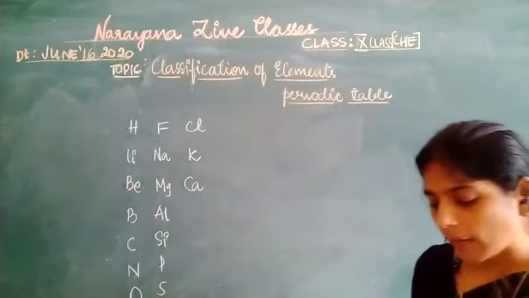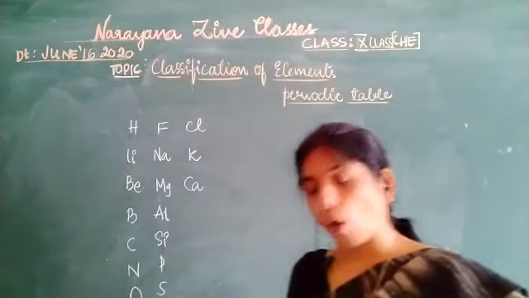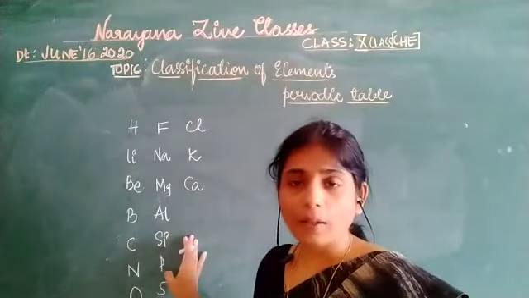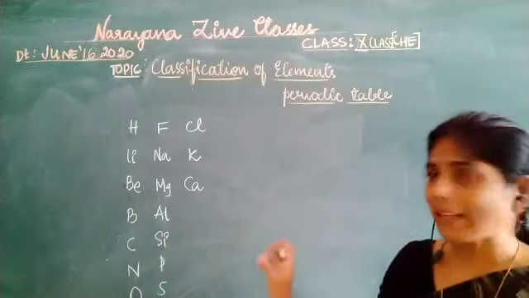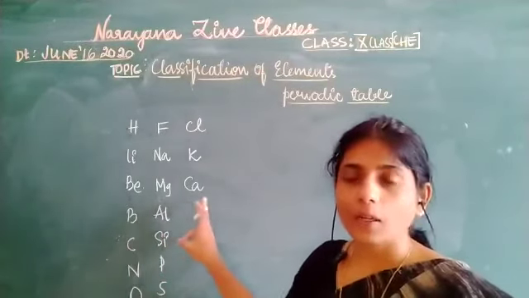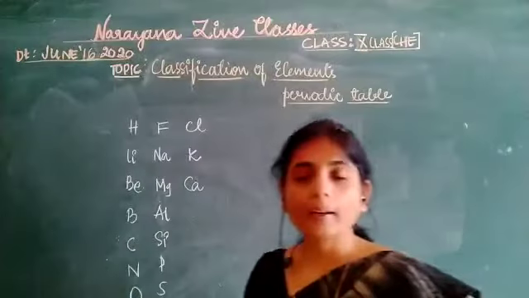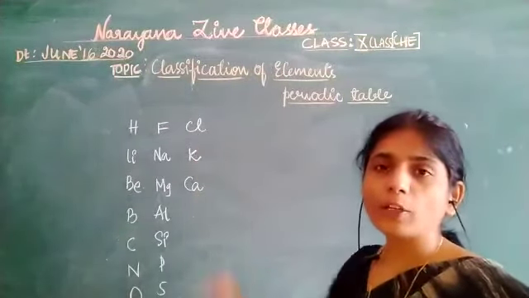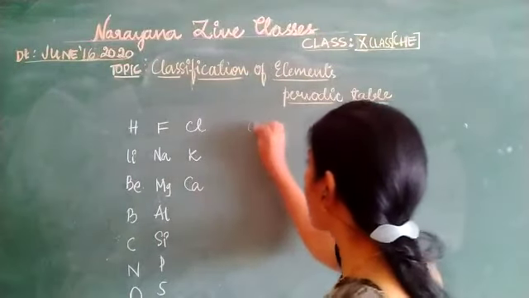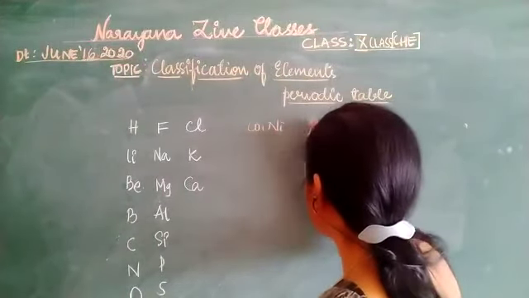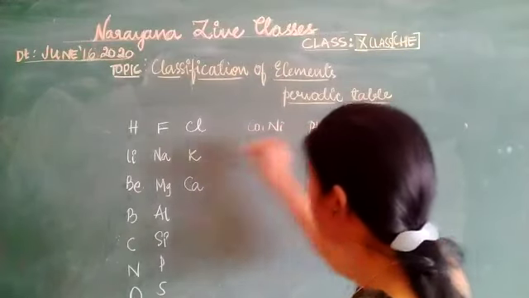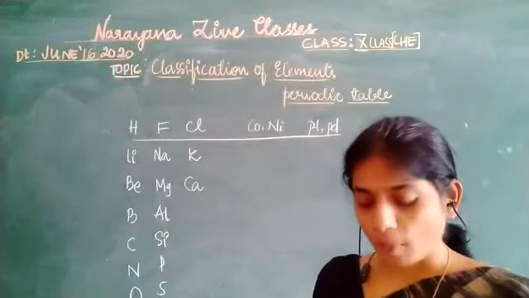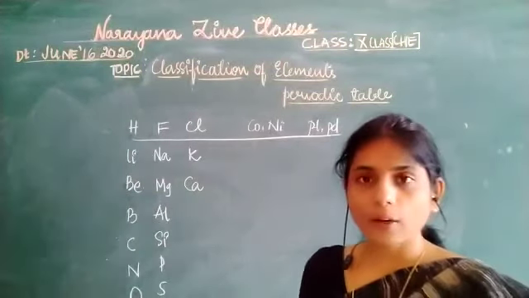Next, what are the limitations of Newlands' law of octaves? All the elements cannot fit into this table. That is the first limitation. Second limitation, after calcium, the law was completely violated. And the third one, sometimes dissimilar elements are grouped together. For example, cobalt, nickel, platinum, palladium are placed in the halogen family. So these are the three drawbacks of Newlands' law of octaves.